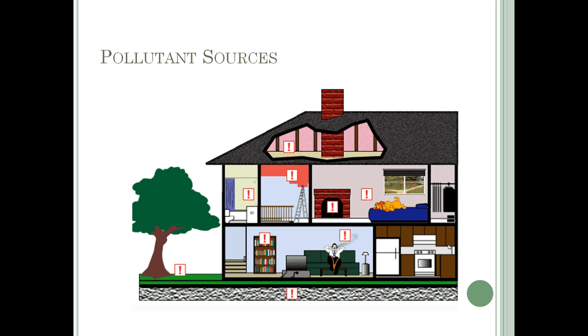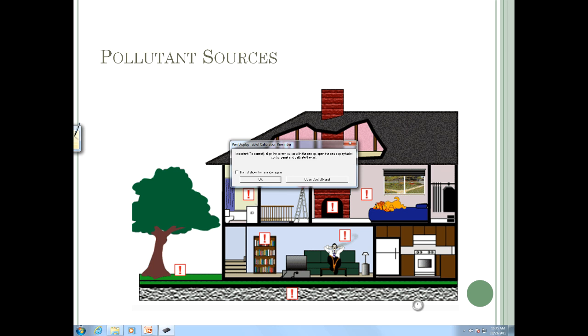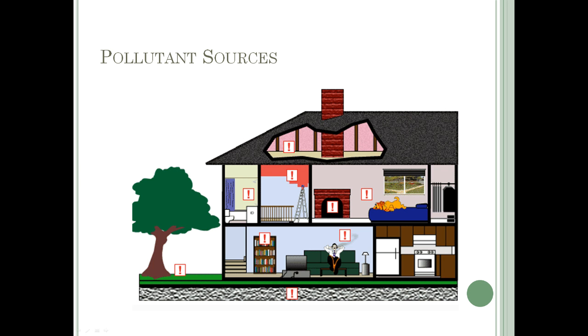So there can be a variety of these pollutant sources, and some of them can be listed here, and you can think through them. You can have outdoor sources, which would be pesticides or automotive emissions that are being introduced into the house through HVAC systems or the air intake area for the house.